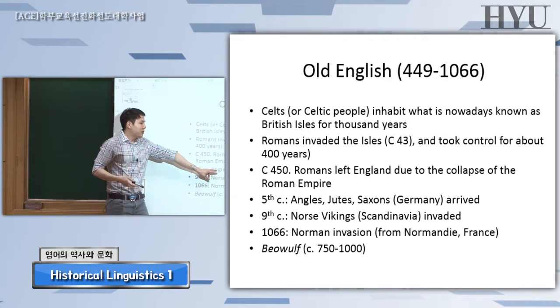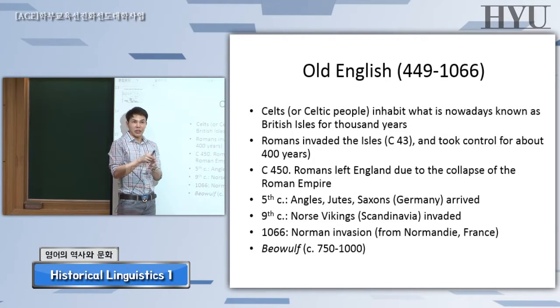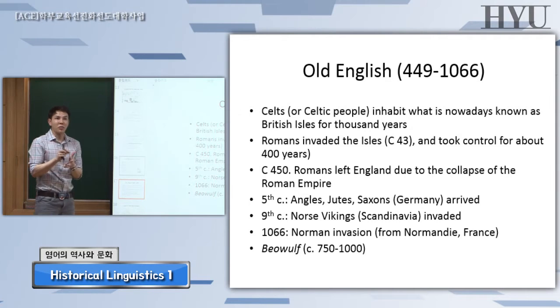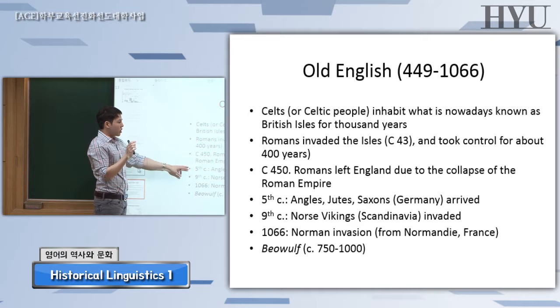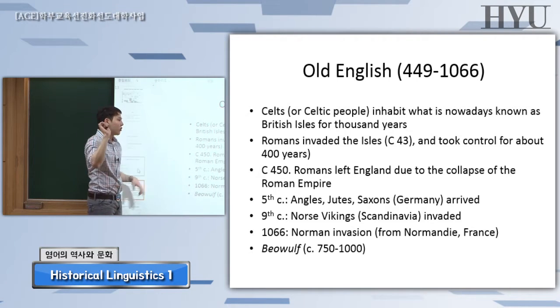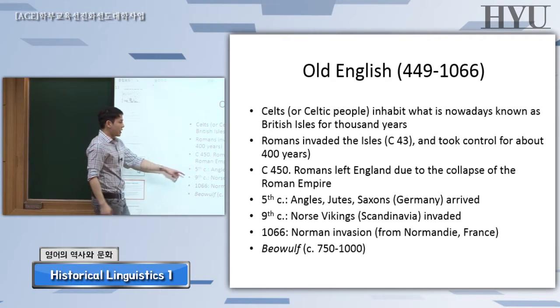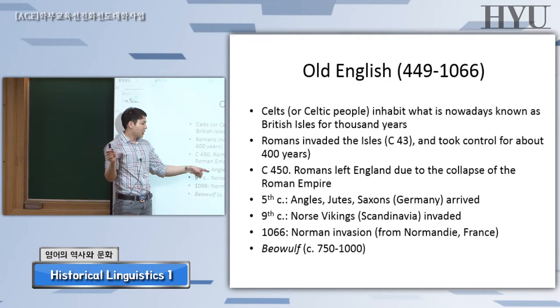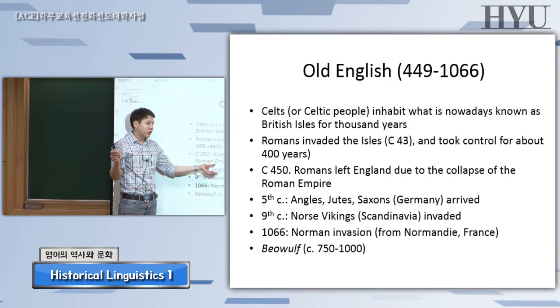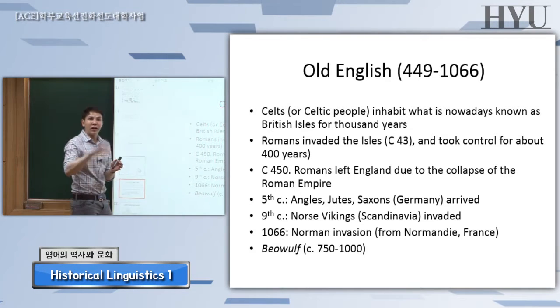So these people are Germanic-speaking peoples. So the starting point of English is actually Germanic languages. Okay, so English, that's why we call it English, is a Germanic language, because the origin of English is from the Angles, the Jutes, and the Saxons, three groups of people, right?